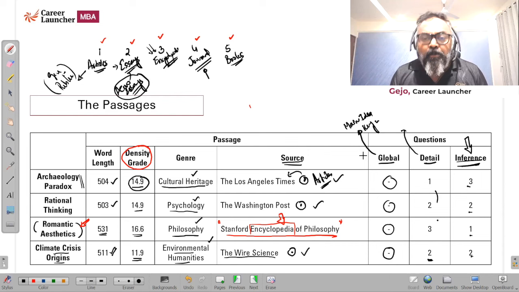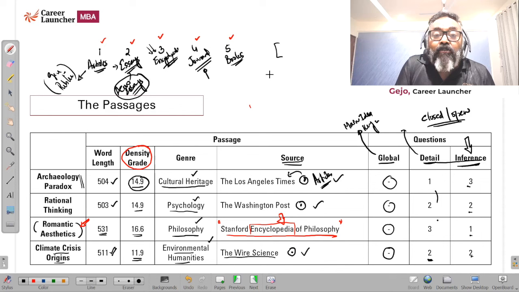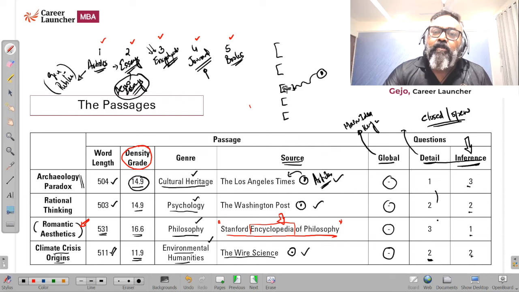One of the things this particular paper also had is that these questions, whether detail or inference, I'm going to call either closed or open. Let me explain what I mean by this. It's a 500-word passage, maybe about 5 to 6 paragraphs. One particular question can specifically address a specific element of the passage. It doesn't capture the whole passage. It's a very closed question, something very, very specific.